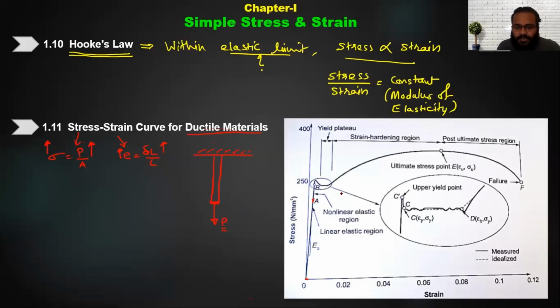And what does this straight line represent? So this straight line represents the linear elastic region. What do you mean by linear elastic region? The linear elastic region states that ductile materials initially show a linear relation.